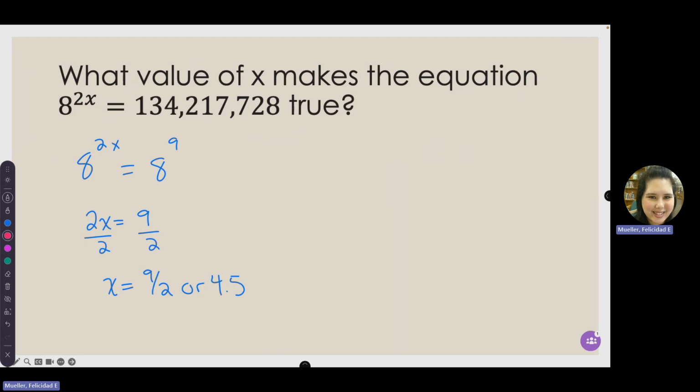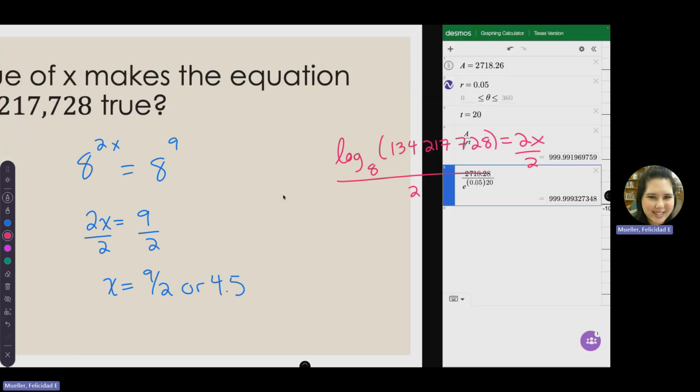Your other option is to do log form, which would be log base 2 of 134,217,728 equals 2x, and then divide by 2. Oh, this is not log base 2, this is log base 8. And you would type that in the calculator. And you should get 4.5, so let's go ahead and type that into Desmos.